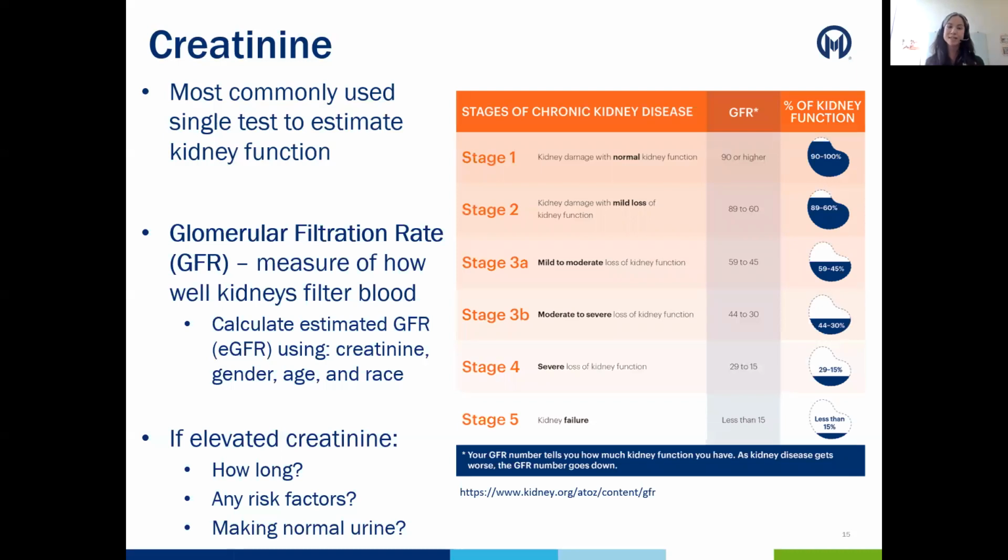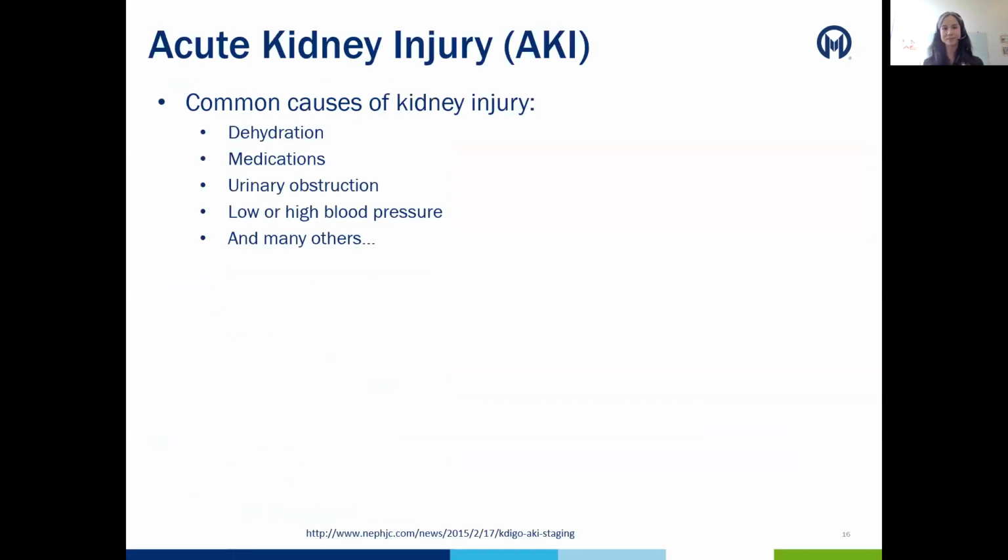Here it lists out the stages of chronic kidney disease as it goes from essentially normal to very mild, moderate, and then more advanced chronic kidney disease based on the GFR, which helps us to estimate how much percentage of kidney function you have. And then you can see it progress through the stages from 1 to 5 as you get to more advanced chronic kidney disease.